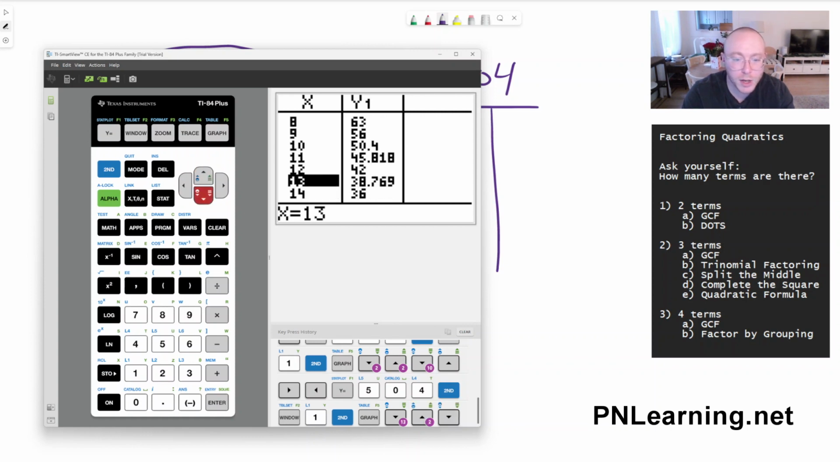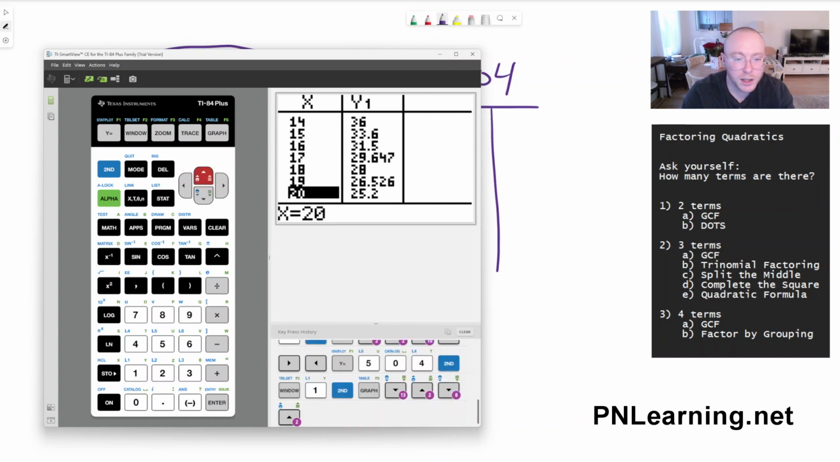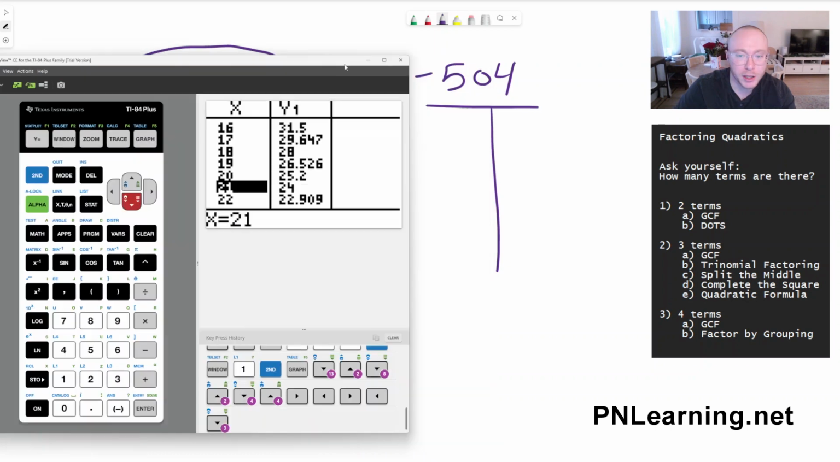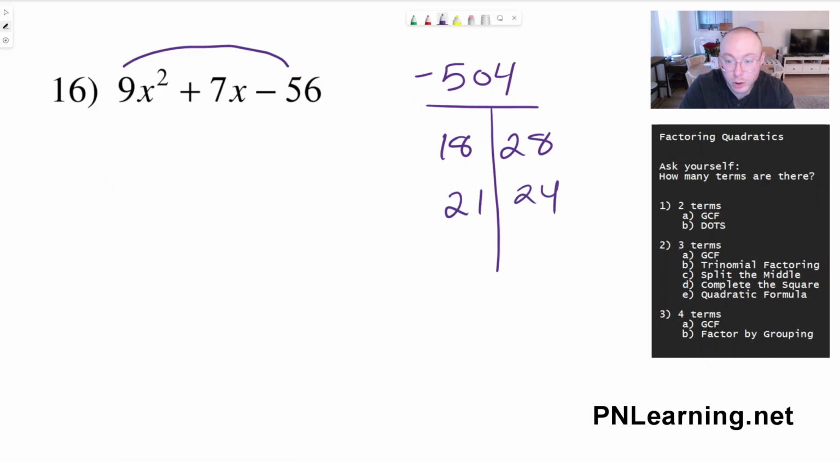12 and 42, not quite close enough. 14, 36, same thing. Let's see, 18 and 28, those are apart by 10, so we're getting closer. Are there anything else? Then we go to 21, 24. Let's just put those numbers down in here, right? We are not going to be able to get a difference of 7. And that means that this is not factorable.